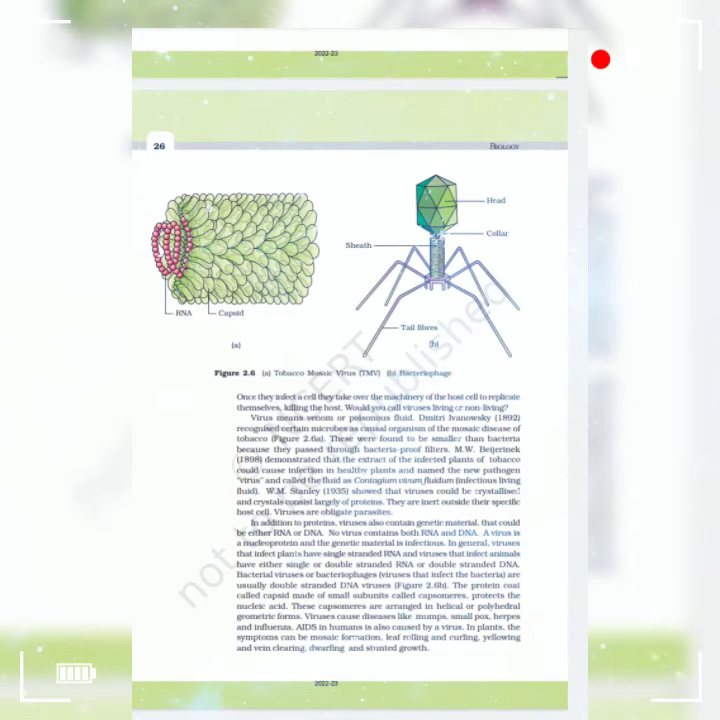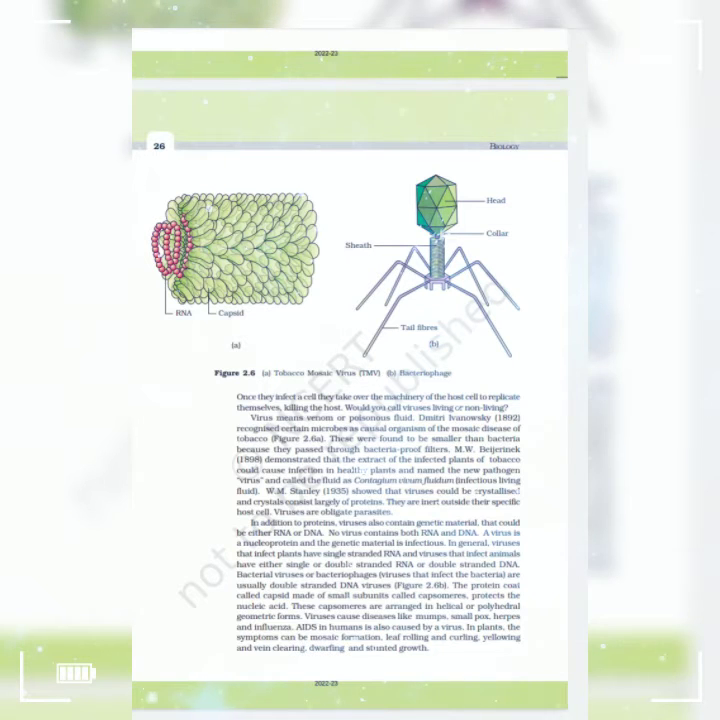The name virus, meaning venom or poisonous fluid, was given by Pasteur. D.J. Ivanovsky, in 1892, recognized certain microbes as causal organisms of the mosaic disease of tobacco. These were found to be smaller than bacteria because they passed through bacteria-proof filters. M.W. Beijerinck, in 1898, demonstrated that the extract of the infected plants of tobacco could cause infection in healthy plants and called the fluid Contagium vivum fluidum, infectious living fluid.